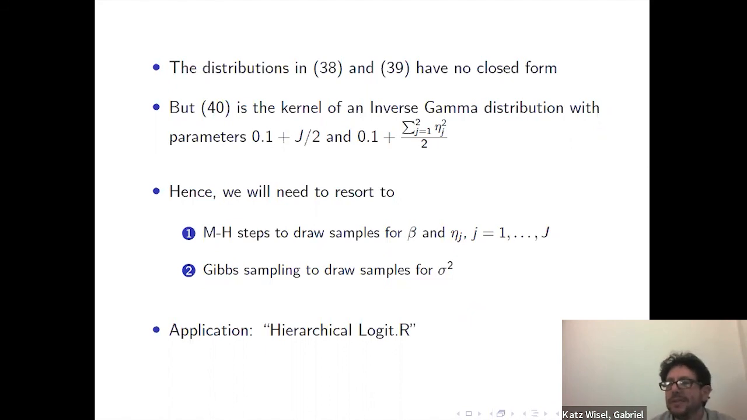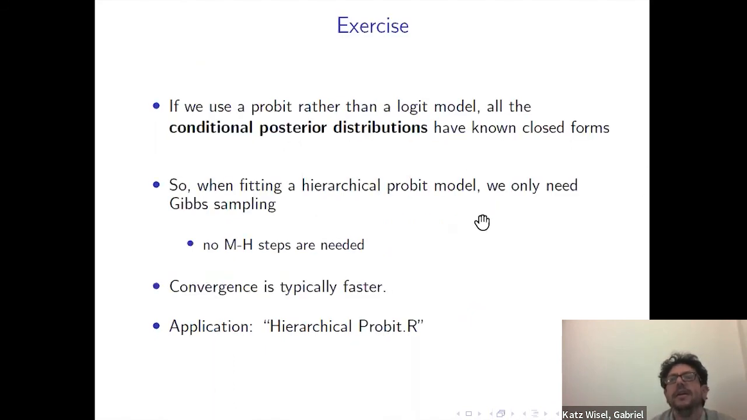You also have another exercise to estimate a hierarchical probit rather than a logit. And you will see that in the case of the hierarchical probit, everything can be done using Gibbs sampling, because in the probit model, we can break the problem of deriving joint posterior distributions into a series of conditional posterior distributions.